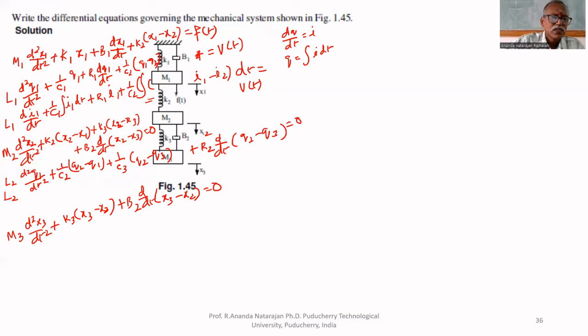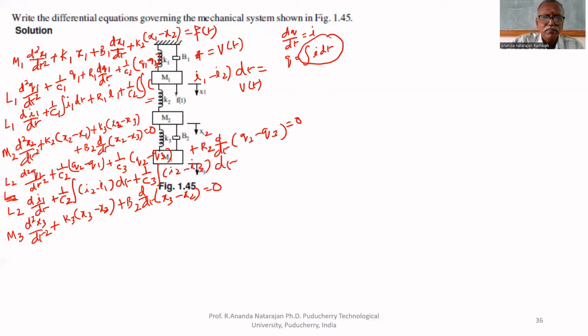equal to 0. So if you write this in terms of current, what will you get? L2 di2 by dt plus 1 by C2 integral of (i2 minus i1) dt plus 1 by C3 integral of (i2 minus i3) dt plus R2 multiplied by (i2 minus i3) equal to 0. This is the second equation in terms of current.